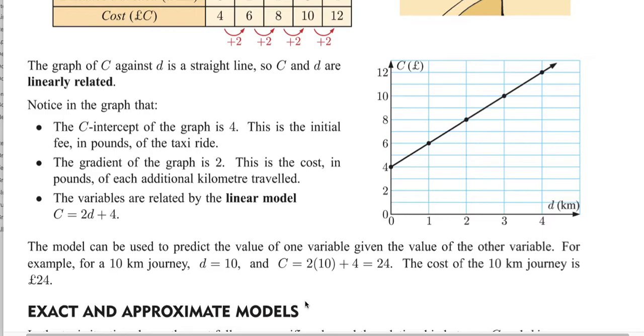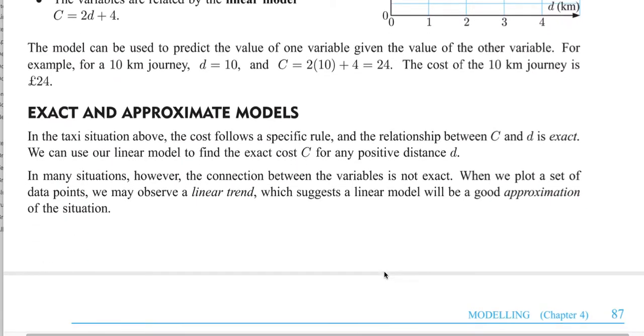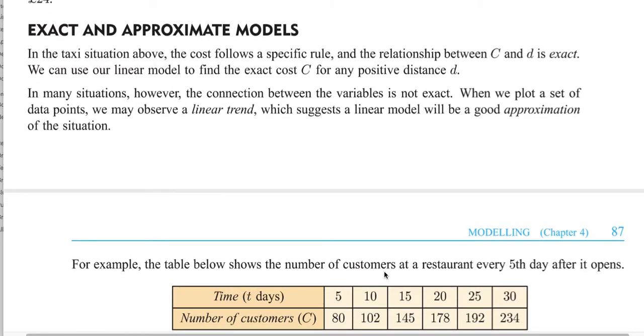Another way of doing this is by using substitution. Because we know that the distance is 10, we just replace D with 10 and we get the cost to be 24. So in this situation, it's clearly quite exact.